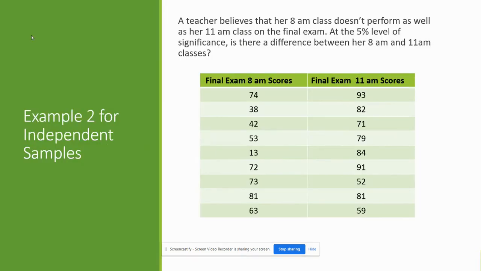So let's go here. A teacher believes that her 8 a.m. class doesn't perform as well as her 11 a.m. class on the final exam. At the 5% level of significance, is there a difference between her 8 a.m. and 11 a.m. classes? So here on the left is her 8 a.m. final exam scores, and here on the right is her 11 a.m. final exam scores. Two different samples. They're independent of each other. So now we can do an independent two-mean t-test.